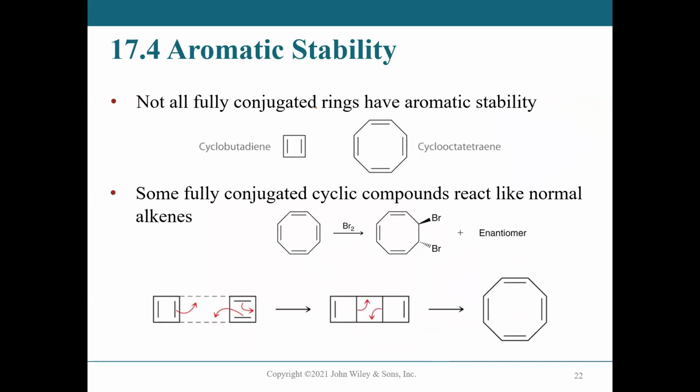So not all fully conjugated rings have aromatic stability. So this is not aromatic, and this one's not aromatic. Some fully conjugated cyclic compounds react like normal alkenes. And you can see this right here. Remember when we had benzene, when we did this, there was no reaction. But now we're getting a reaction here. And we've shown you how to form cyclooctatetraene. And you do this with 2 cyclobutadienes.